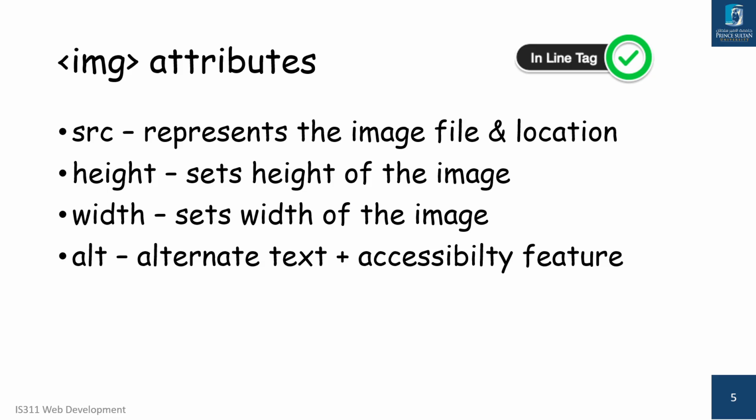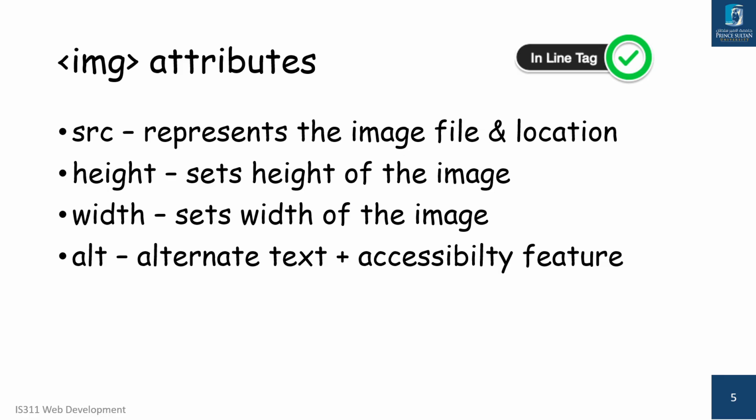So in the image, we have the source, which specifies the image that we want to display. Height and width represent the size of that image. Alt is alternate text. If the image is not available, then it will display that alternate text. And of course, this will also be used for the accessibility feature. It means that if some blind person is looking at your page, then this text will be read aloud by the system to tell the person what they are looking at.